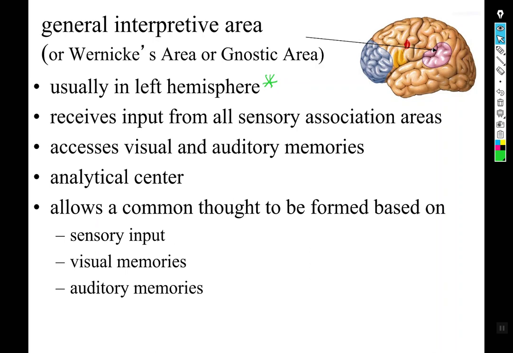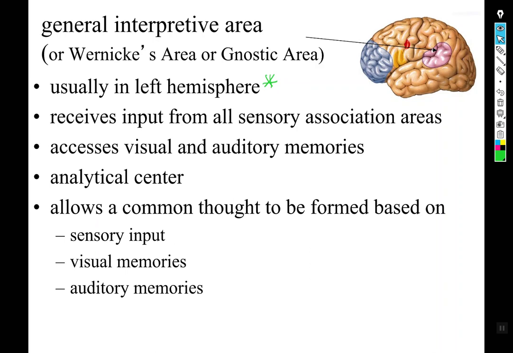It has appleness. But to come up with the word apple, you have to send that appleness to Wernicke's area, which computes the actual thought of apple. So there's a lot of different steps to processing information and turning it into a word in the form of communication.